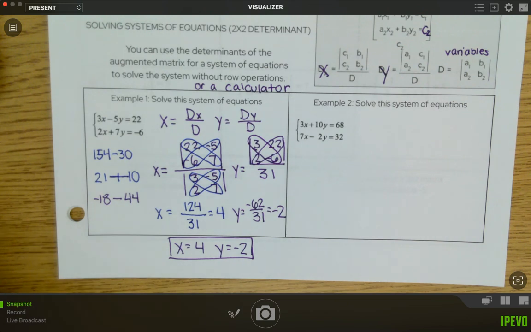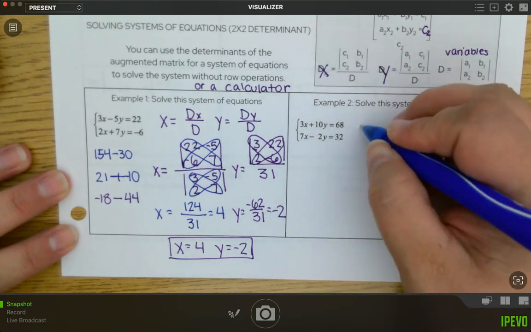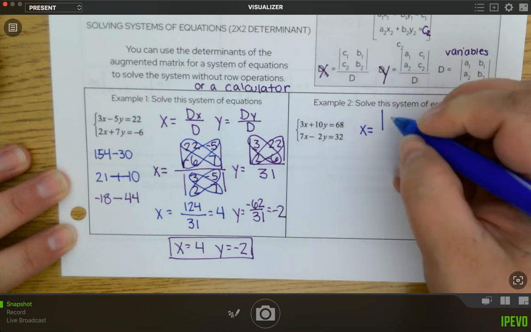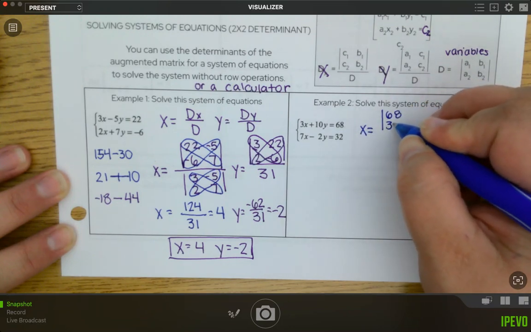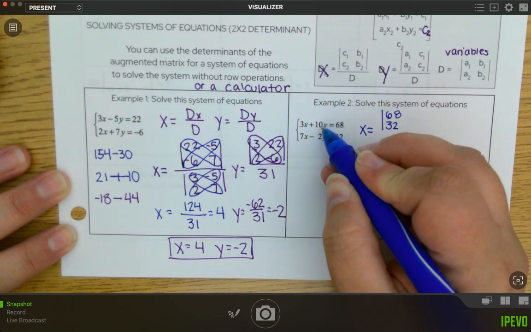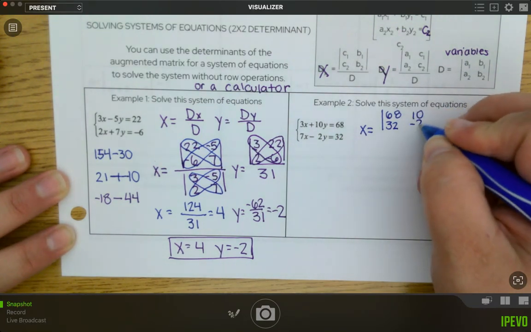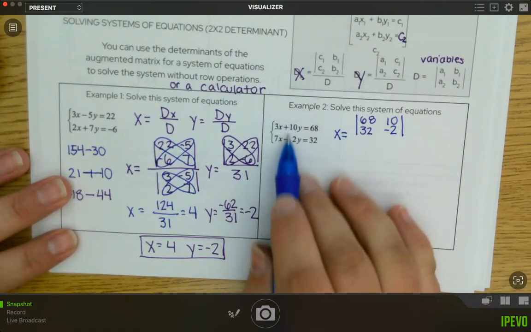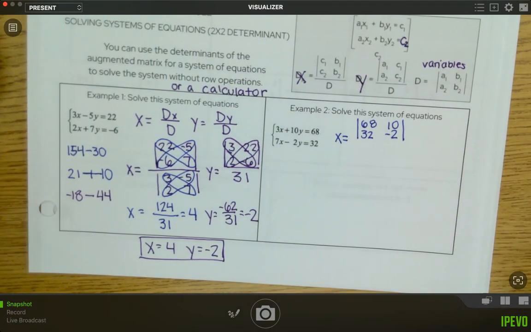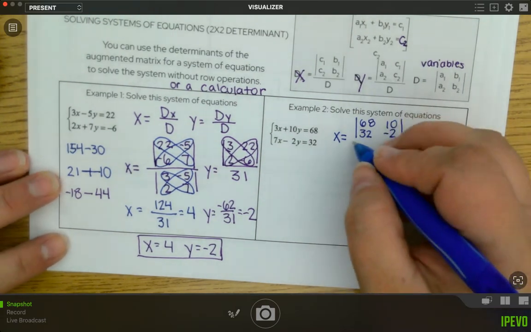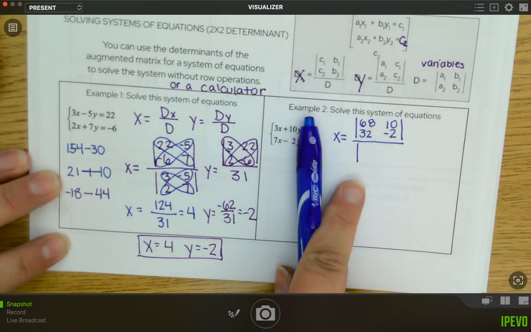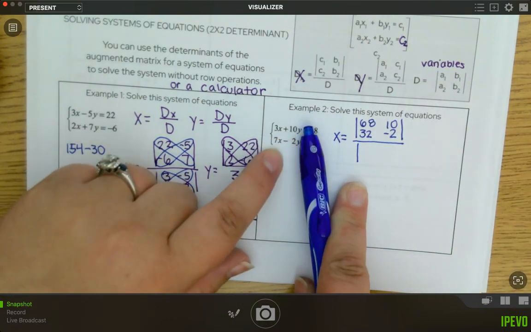Let's do one more so I can go through the process a little bit quicker. For x, you're going to do the determinant of the constants, 68, 32, and the y's, 10 and -2. You just have to put the constants first. Think of it like you're subtracting these y's over here so that x is all by itself. Over the determinant of just the variable side. So don't do the constants at all. 3, 10, 7, -2.